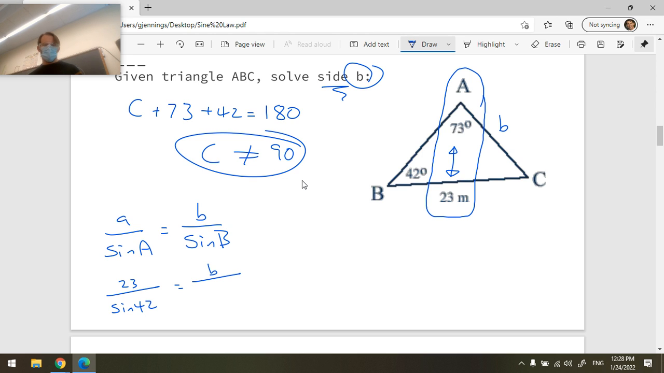Why did I write down that over there? Oh my goodness. Sine of 42. I said 42 when I meant to say sine of A. Here is A, 73 degrees. So you're going to put 73 degrees over here.